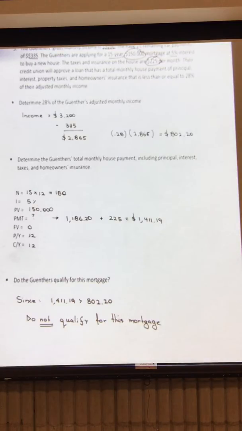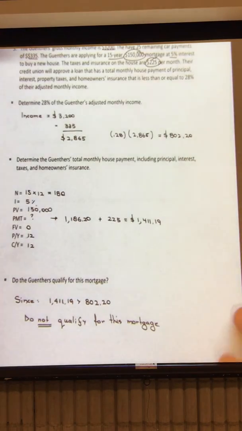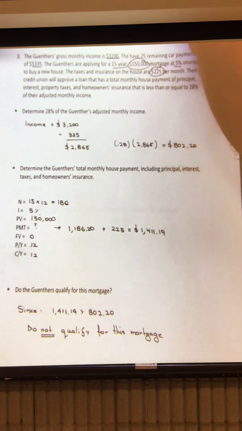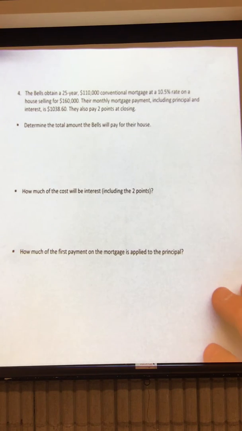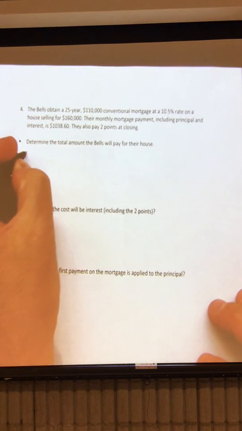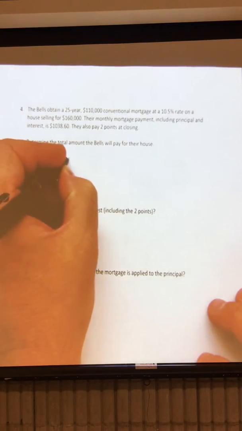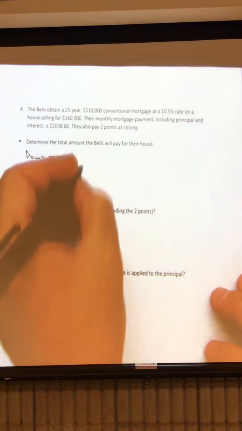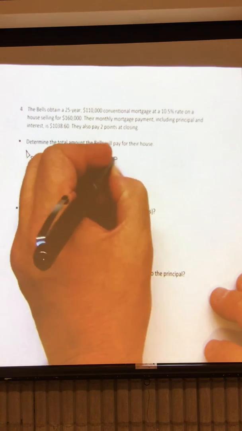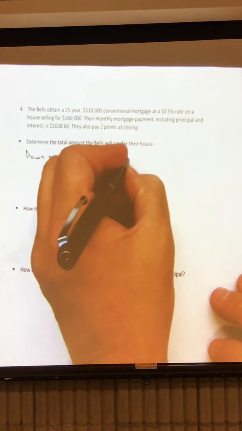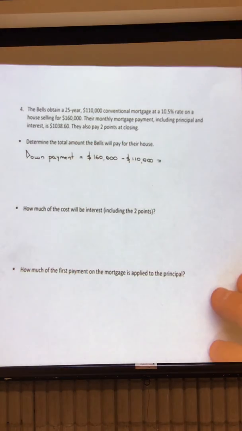Let's go to see problem number 4. So for problem number 4, we have to identify how much they are going to pay for this house. The down payment was $50,000 because it was $160,000 the value of the house minus the mortgage. That was $110,000, so the down payment was $50,000.